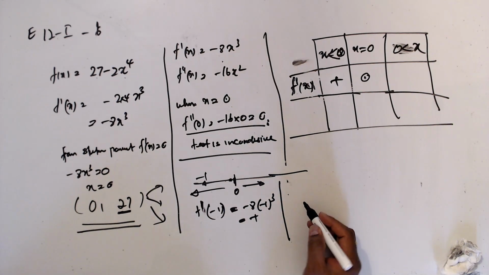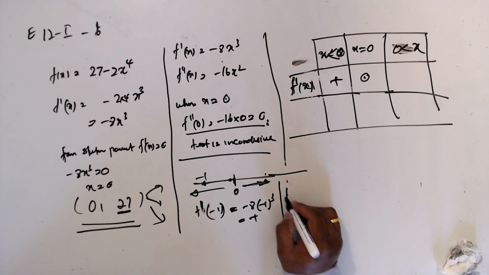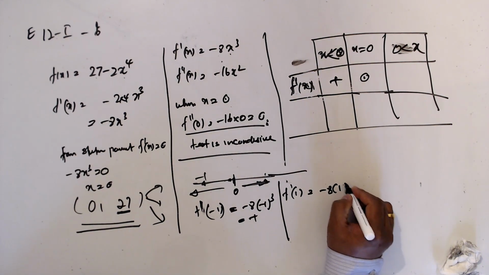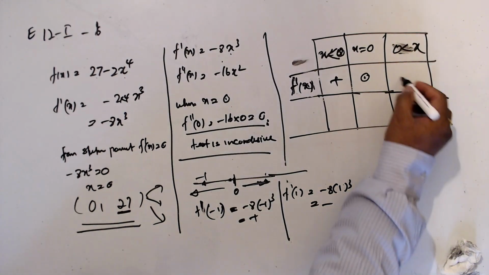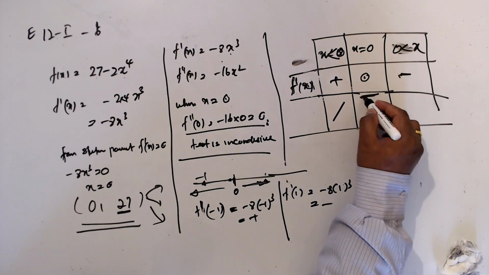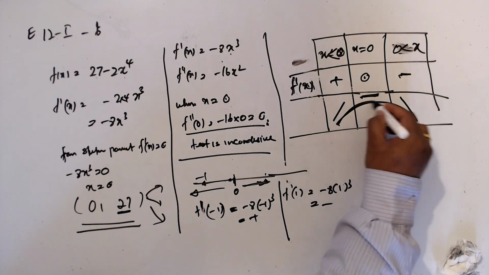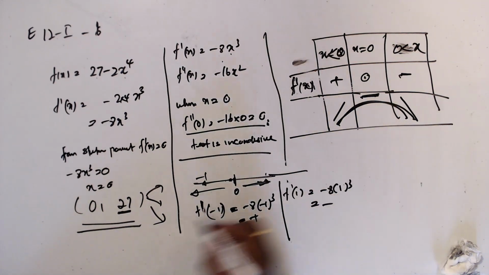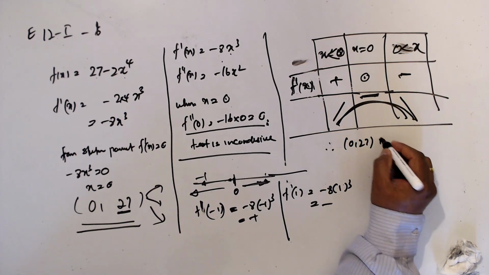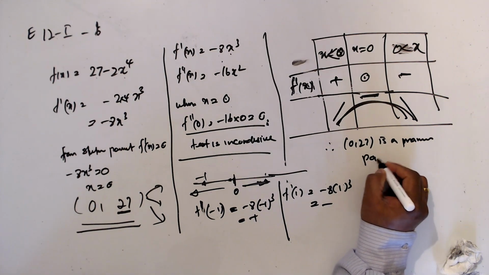Now x greater than 0, I will put 1. f dash 1 is minus 8 times 1 cubed, that is negative. So this gradient is positive, this is 0 and this is negative. So what is this point? This point is a maximum point. So (0, 27) is a maximum point.